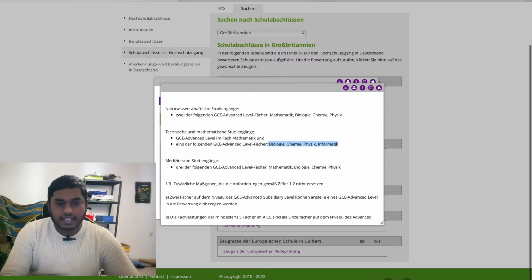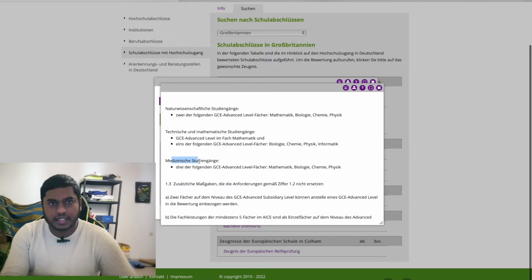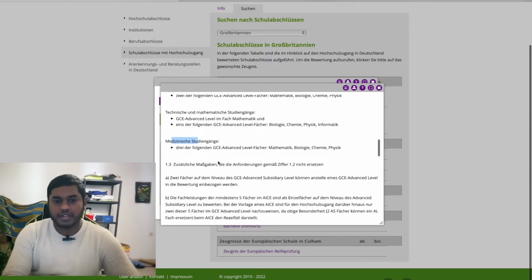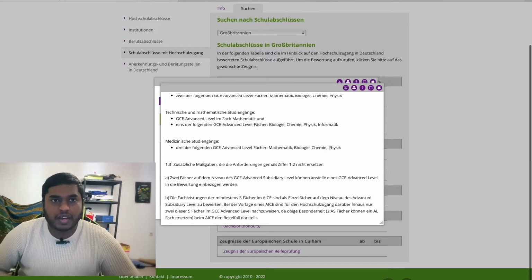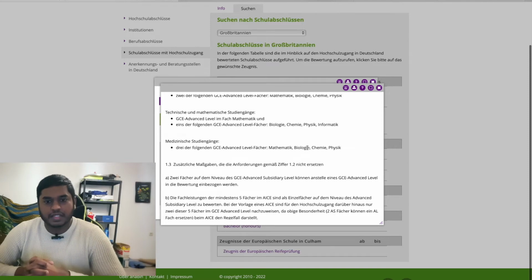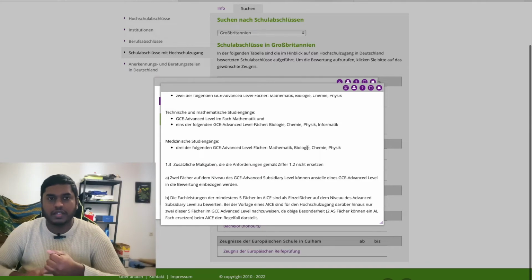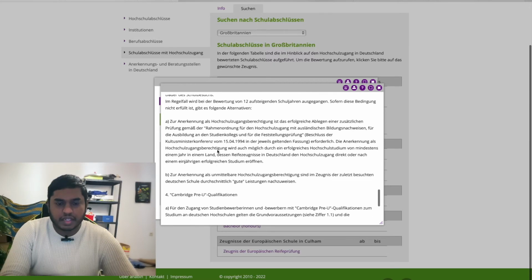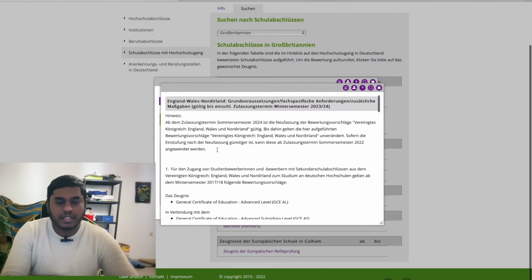For medical subjects like medicine, pharmacy, dentistry, veterinary, you should have 3 of the 4 following: maths, biology, chemistry, physics. So here are the 4 subjects I mentioned. You should have at least 3 if you want to study medicine or something related to that in Germany. The best combination of A-level subjects if you want to study medicine is to do biology, chemistry, physics and another AS language. These are some basic information which is provided in this.